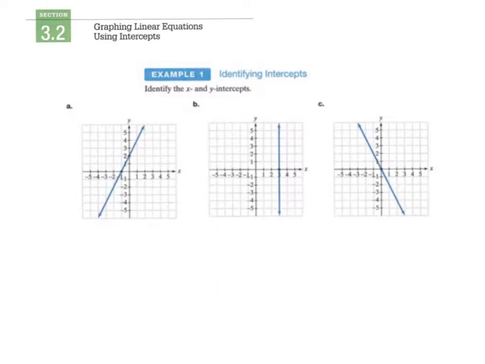To identify intercepts, basically we're looking at where it crosses the x or the y line. And so the x-intercept is where it crosses the x-axis. So we're looking at this number, and that happens to be, so an x-intercept in this case equals -1 where it crosses 0, and that's the actual point.